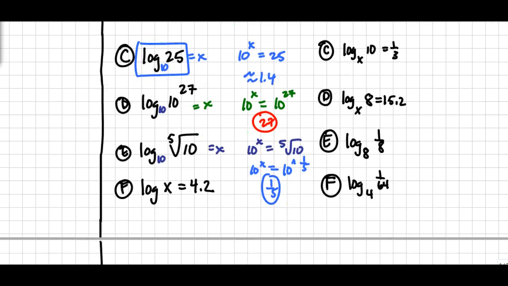Don't be fooled by a question like F. The base is missing but nothing else is. So when you raise it to the power, don't assume that we're raising to the x. We're always raising to whatever the log is equal to. So in this case to the 4.2. This would have been a graphing calculator question. I would allow you to type that in on your calculator to get an actual numerical answer. You should get about 15,848.